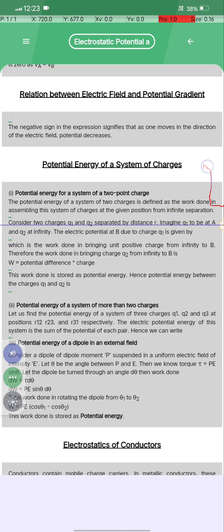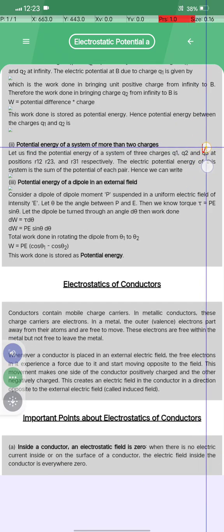Consider two charges q1 and q2 separated by a distance r. Imagine q1 to be at A, and q2 at infinity. The electric potential at B due to the charge q1 is given by the expression, which is the work done in bringing a unit positive charge from infinity to B. Therefore, the work done in bringing charge q2 from infinity to B is W equal to potential difference into charge. The work done is stored as potential energy, hence the potential energy between the charges q1 and q2.